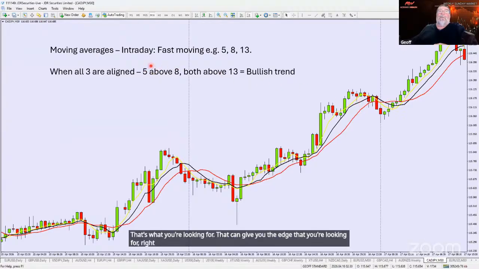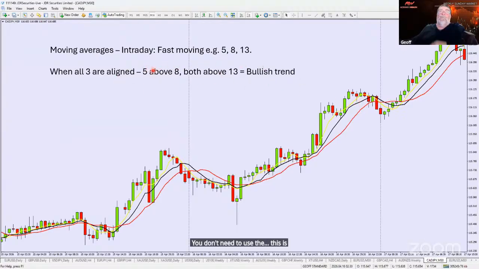This is just what I've got on the chart right now. It doesn't mean they are the Bible. That doesn't mean they're the key to the kingdom. Make the moving average fit the chart. That would be my advice.